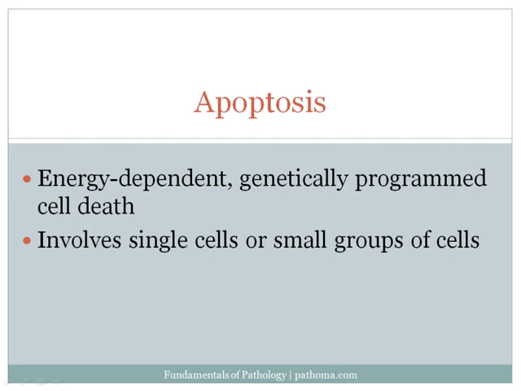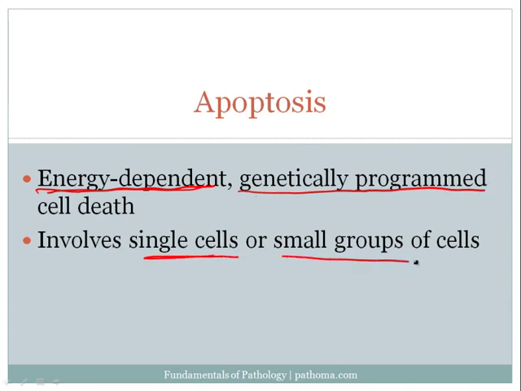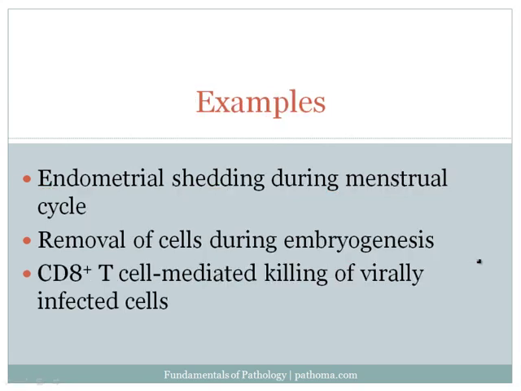And now we're actually going to move on to apoptosis. Remember that I told you the way I sort of think about apoptosis is it's cellular suicide. It is energy dependent. The cell decides that it wants to purposely use energy to kill itself, and it's genetically programmed. It runs through a genetic program in order to destroy itself. Usually it involves single cells or small groups of cells, as opposed to necrosis, which involves a large group of cells. A few classic examples to be familiar with.